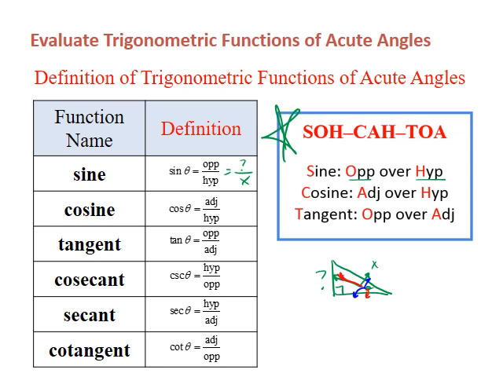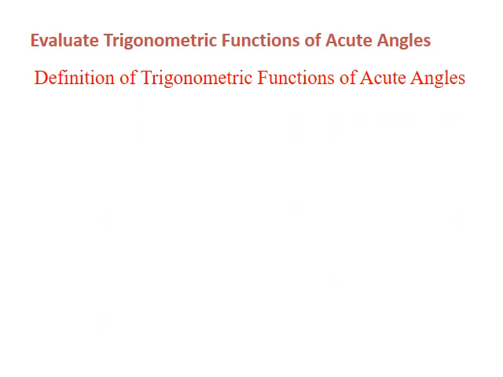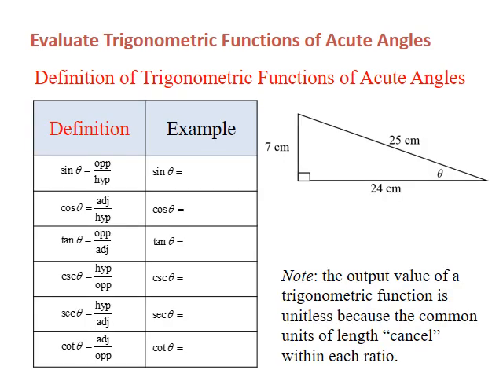And then of course, like we've discussed previously, if you know sine, cosine, and tangent, then you can easily take the reciprocal to find cosecant, secant, and cotangent as well. So let's take a look at an example here. Remember, SOHCAHTOA will be helpful.